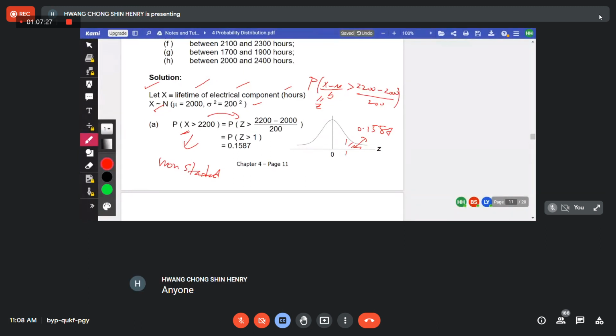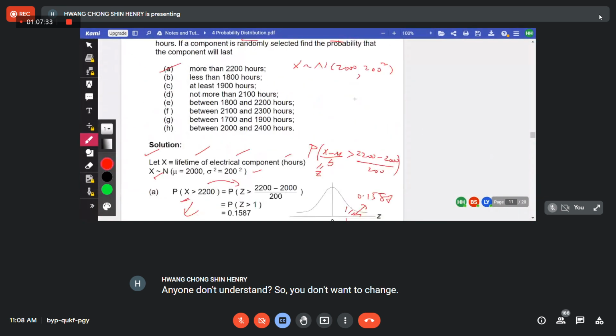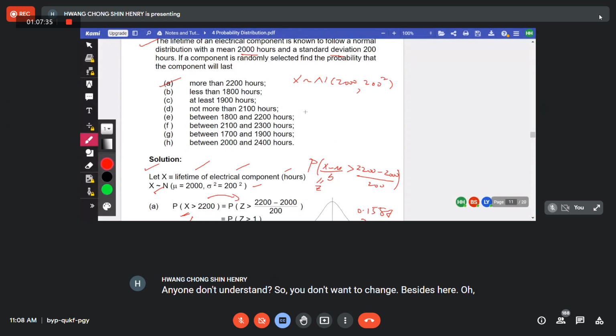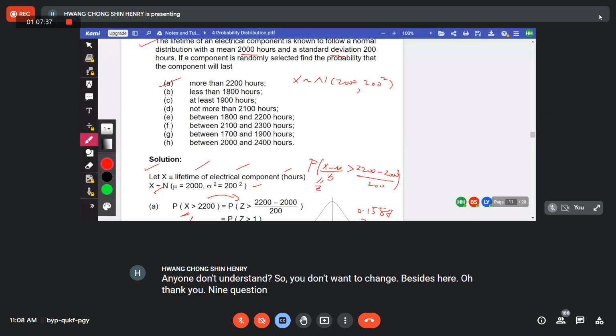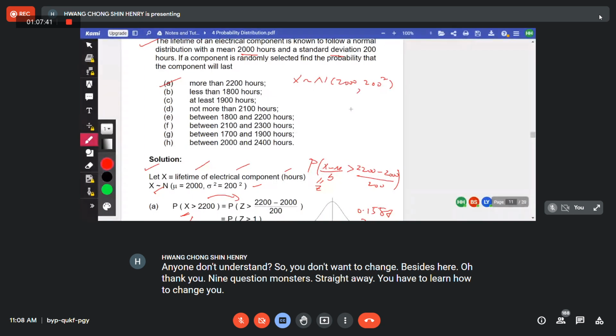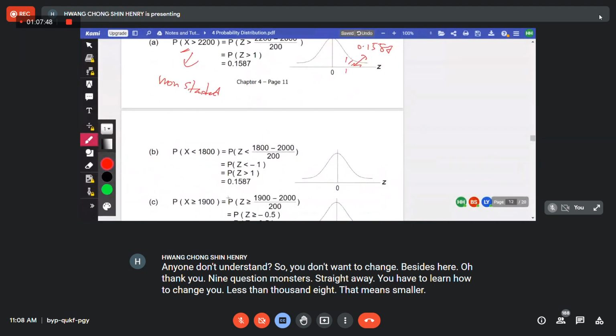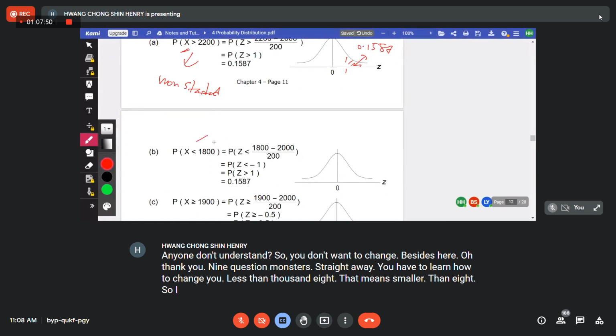Anyone don't understand? So you know how to change to standard already. That's why I say, out of 10 questions you do from past years, 9 are non-standard ones. Straight away you have to learn how to change to standard. Less than 1008. Less than means smaller than 1008. So I go quickly now.